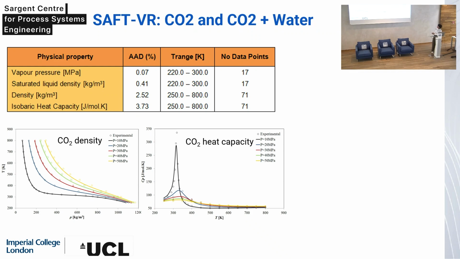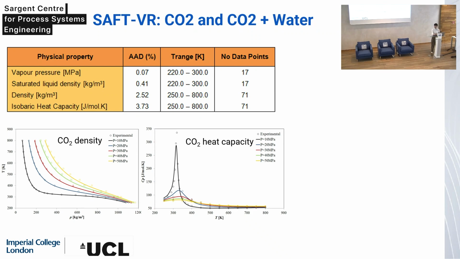For example, this is the density. These are isobars, so you have 10 megapascals, 20, 30, and so on. And you have here temperature versus density, and you can see the symbols are experiments, and the lines are the calculations, okay? So you can see that you have very good agreement for the entire thermodynamic space that is investigated. And this is the result of heat capacity, okay? So again, maintaining very good agreement.